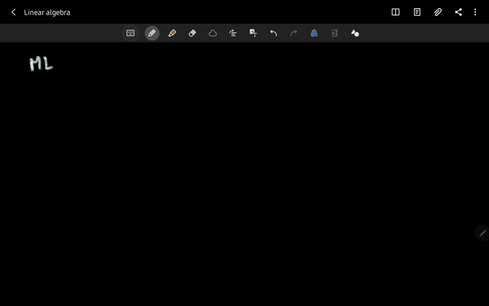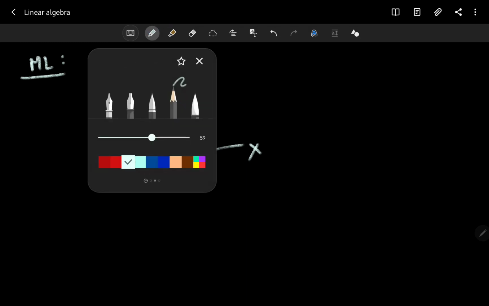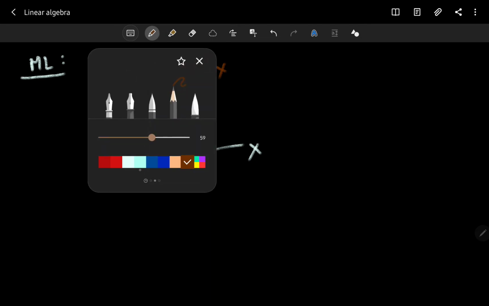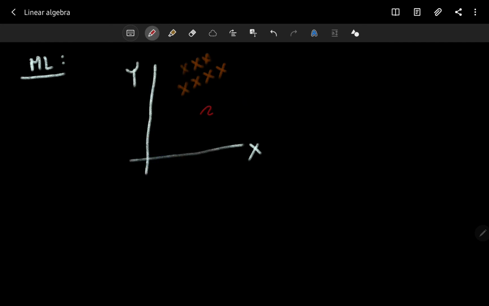Okay, so in machine learning we need this, as I told. So how do we need this in machine learning? Suppose we have two axes here, x and y. I'm not going into very much detail right now, just intuitively we'll talk about something. Suppose here we have some points in this two-dimensional axis, and also here are some other points.